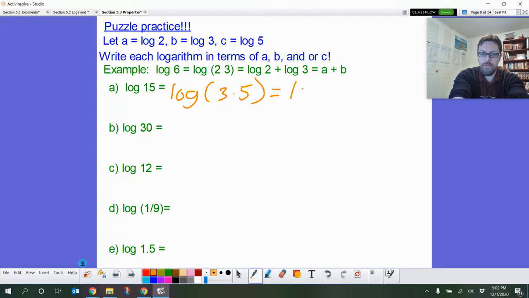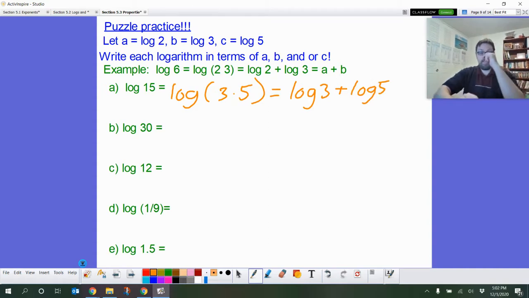So this equals the log of 3 plus the log of 5. If they're being multiplied on the inside, we can add them together. So we know what log of 3 is. We were just told it's b. So this equals b plus whatever the log of 5 is, which we're told is c. So we're able to write log 15 in terms of b and c. We don't need to figure out a third thing. We can just do b plus c. Let's try 30.